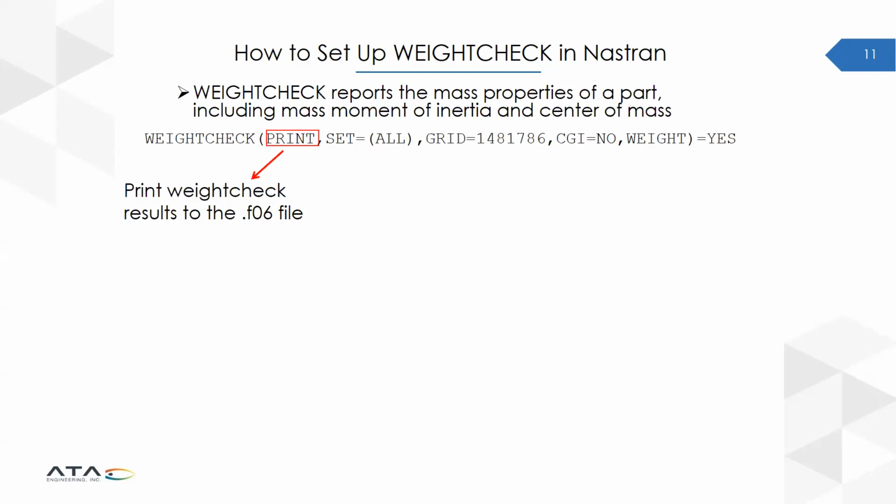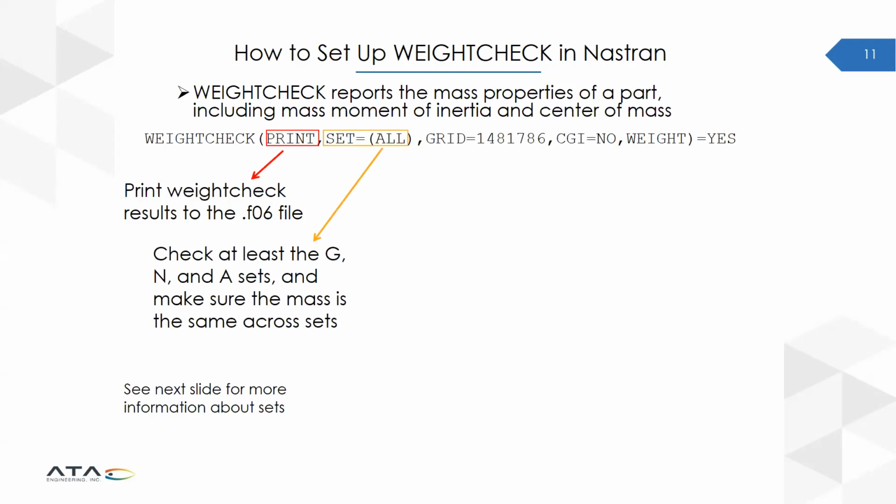So the first input, the print statement, just tells Nastran to output the weight check results to the F06 file. So that's a good idea to have that set to print. The set, you can have all your DOF sets activated for this, and I'll go into what each set is next slide, but at the very least, you want to check your G, N, and A sets, and you want to make sure that the mass is the same across those sets.